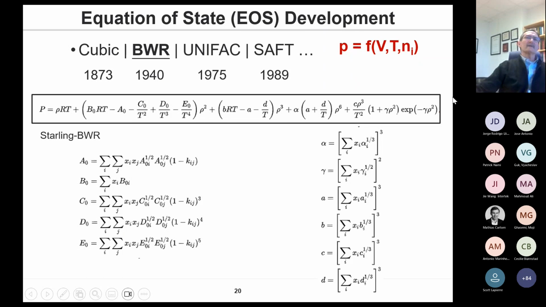All of these equations of state basically are giving a relationship, some kind of algebraic equation for pressure as a function of volume, temperature, and the moles of the various components in the mixture.